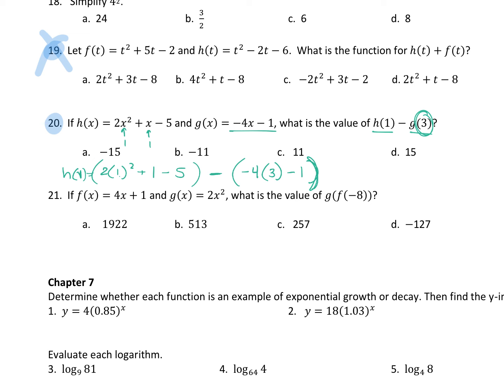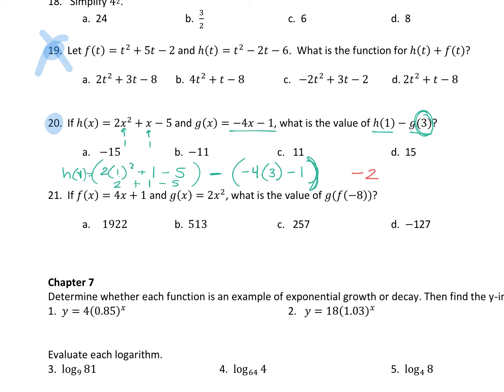What are we squaring there? The 1, right? You're only squaring the 1. So do that first. 1 squared is 1. 2 times 1 is 2. So it's 2 plus 1 minus 5. So 3 minus 5 is a -2. Okay, so we get -2 for our h of 1.